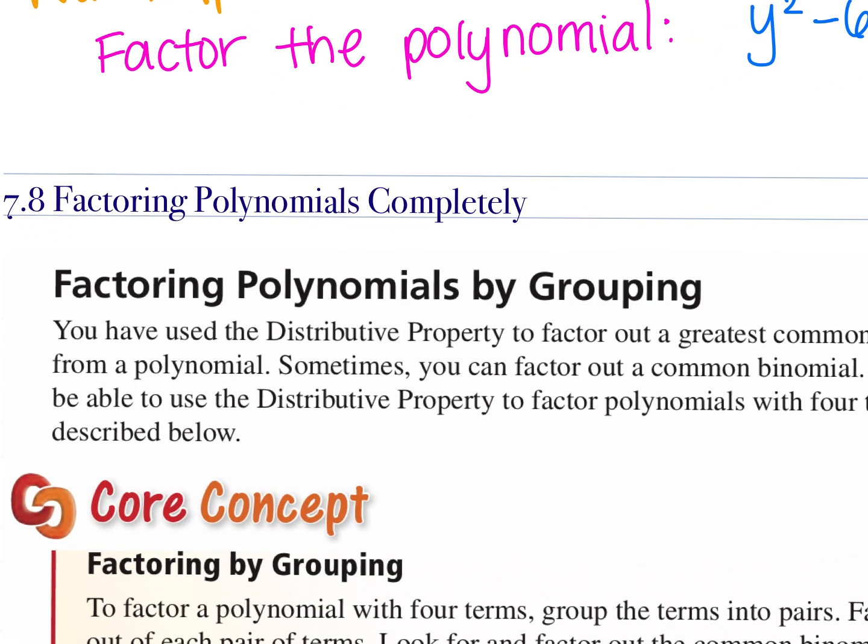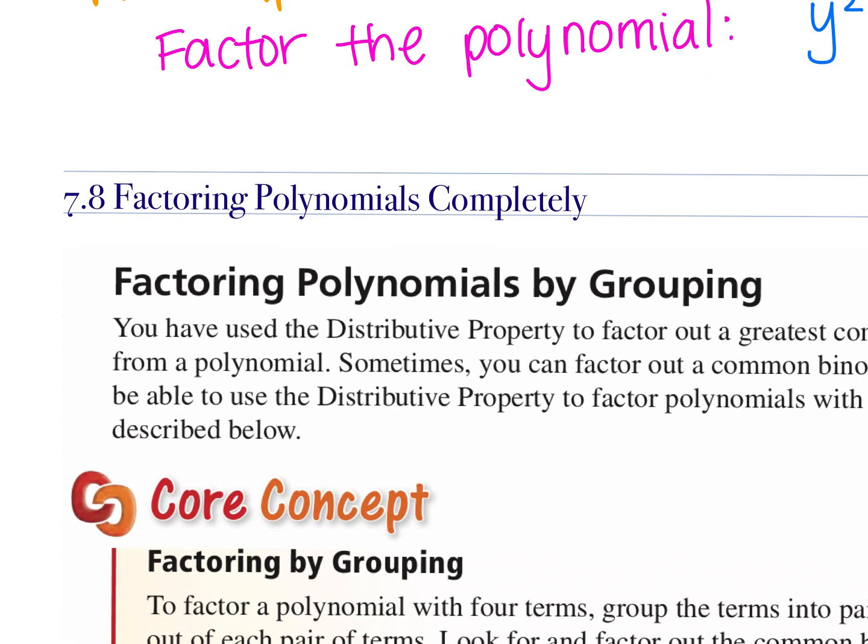To talk about factoring by grouping, okay? Now, grouping is a special case that we only use when there's 4 terms. So when it's a binomial, when it's a trinomial, when it's any binomial or trinomial, you're not going to factor by grouping, only when it has how many terms?